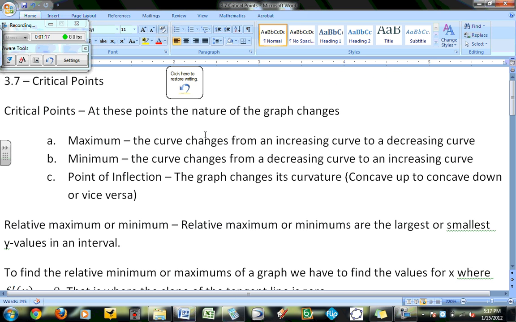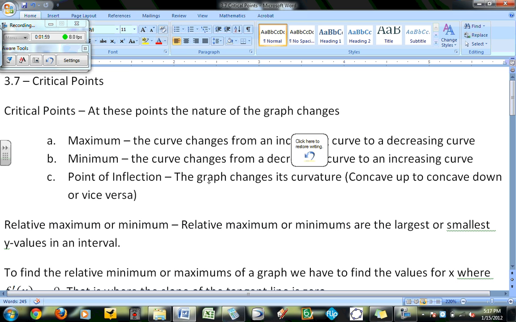A minimum, a maximum, the curve changes from increasing to decreasing. Let me draw an example like that. Maybe I could just draw an upside down y equals negative x squared graph, something like that. In this case, the slope of my tangent line right now is positive. It's increasing. The slope of my tangent line is positive, and then all of a sudden it's 0, and on the other side the slope of my tangent line is now negative, so that means the function is decreasing after that point. That would be an example of a maximum because that's the highest point on the graph right there. And I already gave an example of a minimum, where the curve changes from decreasing to increasing.